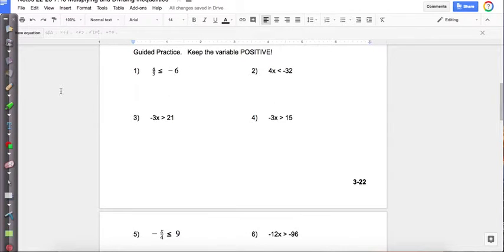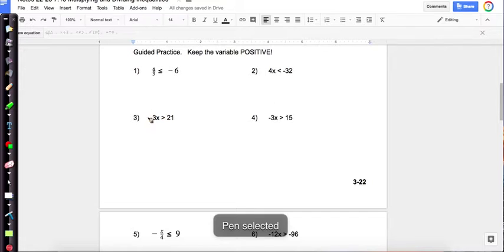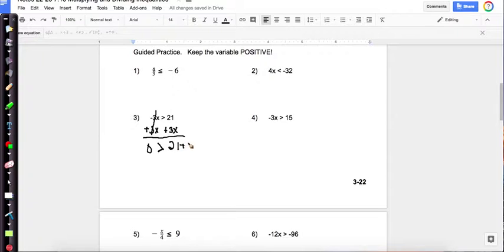So we have negative 3x is greater than 21. So remember, we wanted to move this to this side. So watch what I'm going to do. I'm going to add 3x because if I want to move it to the opposite side, I'm going to do the opposite. Okay, so my goal here is not to cancel out the negative 3, but rather move it to the other side. So this is going to equal 0. The symbol is going to stay the same, and I'm going to write down 21 plus 3x.